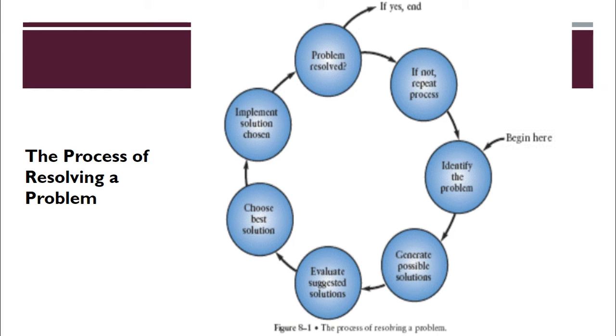So this is figure 8.1 on page 121, the process of resolving a problem. And you can see this cycle of circles. What you're going to do first is identify the problem. You begin here: identify the problem, generate possible solutions, then evaluate suggested solutions, choose the best solution, implement it. Is the problem resolved? If yes, then you end the cycle. If not, then you need to repeat the process.